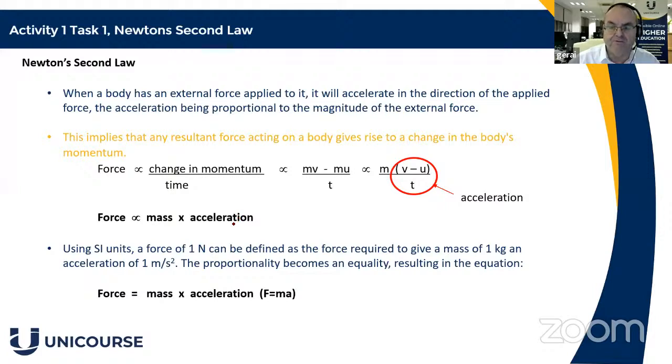You've probably done this before, but anyway, we'll do it again. Now what we're going to do, we're going to use the SI units, and we can say that one newton can be defined as the force required to give a mass of 1 kilogram an acceleration a of 1 meter per second squared. So what we had as a proportionality now becomes an equals. So the force is equal to mass times acceleration. So F equals ma. And I'm sure you're familiar with that expression.